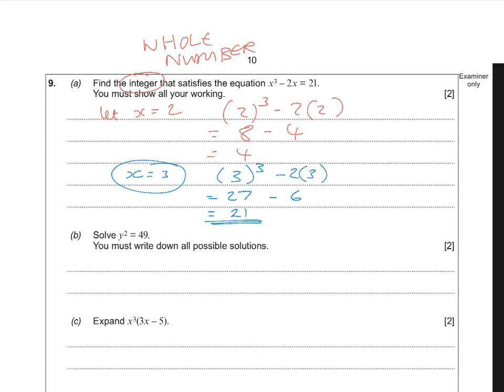Big hint in this question when it says write down all possible solutions. Now you'd like to think that you say, right, y squared equals 49. To get rid of the squared, we are going to square root both sides. And then from y squared, you would say y equals 7, when we have y is equal to the square root of 49. But that's not true, because you can also get y equals minus 7, because minus 7 times by minus 7 would be a plus 49. Okay, so you can also get its negative answer as well.